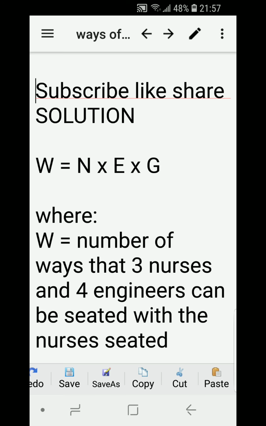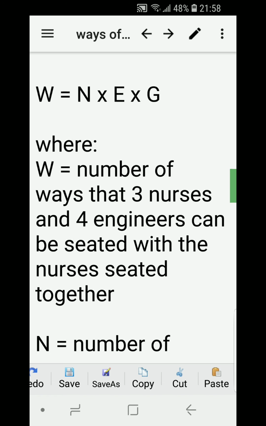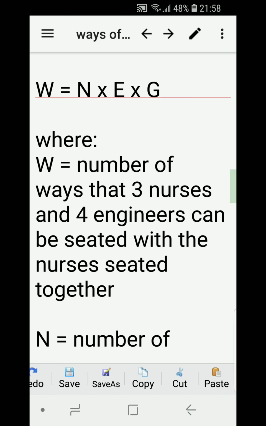Now we're back to the solution. So here is our working formula. W equals N times E times G, where W is the unknown, the number of ways that 3 nurses and 4 engineers can be seated with the 3 nurses seated together.